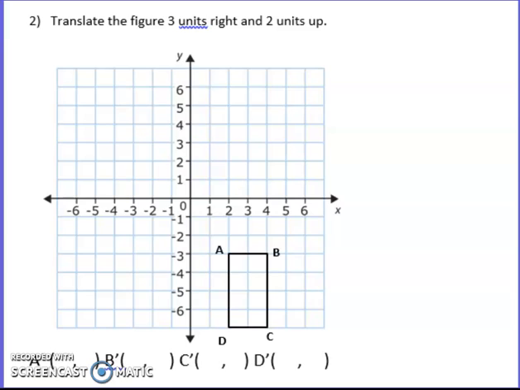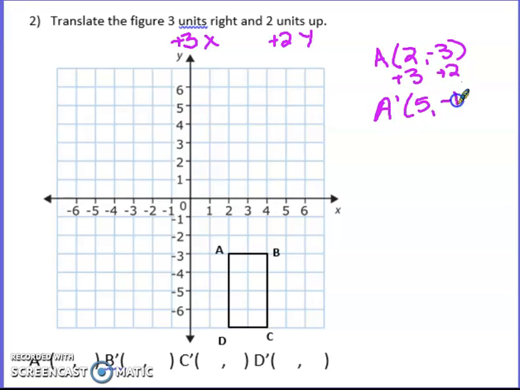This is a more basic one, but it's another way they can show you. We're going to move 3 units to the right and 2 units up. Well, 3 units to the right is a positive 3 on the x, 2 units up is a positive 2 on the y. So again, you can either count or you can add to your coordinates. If I look at A, A is at 2, negative 3. So I'm going to add 3, add 2. A prime is at 5, negative 1.